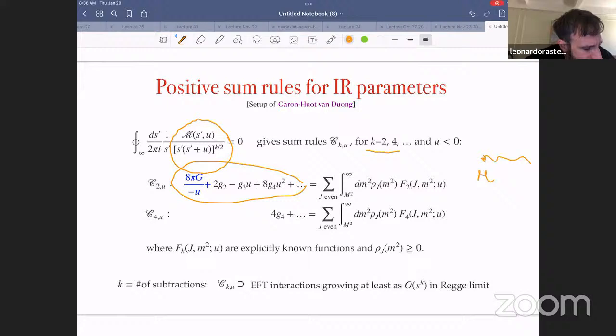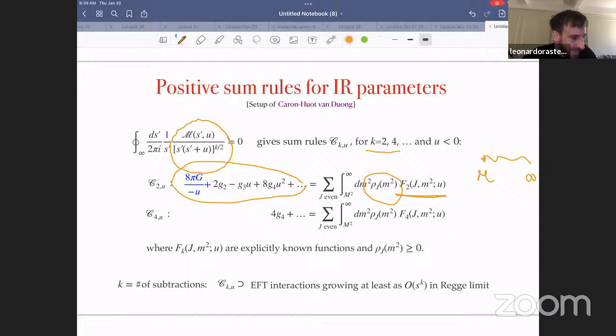And then, of course, the partial wave expansion comes with the sum over spin. So both J and little m are summed over. And there's a certain density that I know nothing about. And then a very explicit expression that just comes from treating this simple analytic function and looking at the contour. So we get an infinite set of sum rules, infinite in two senses. First of all, because we can take arbitrarily large even k. And second, because for each value of k, we have u to play with. So this sum rule has to be obeyed for every value of u.